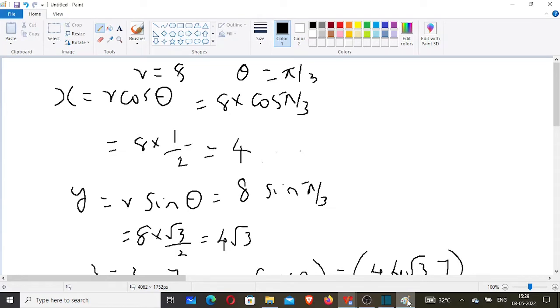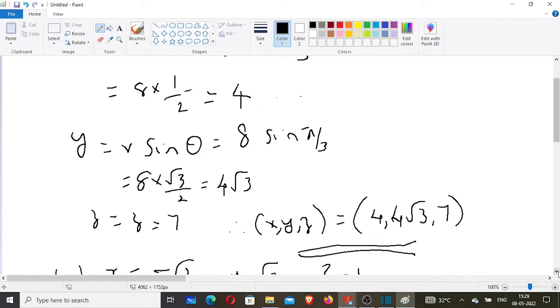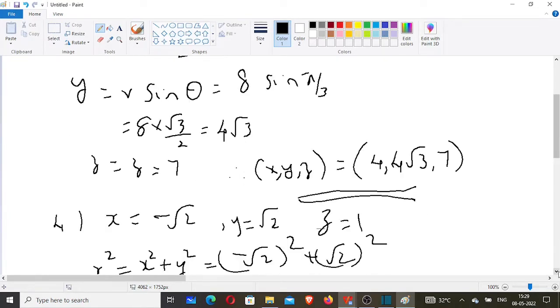In the first problem, r is equal to 8, theta equal to pi by 3. So x equal to r cos theta, which is equal to 8 into cos pi by 3, which is 8 into 1 by 2 equal to 4. y equal to r sin theta, which is 8 into sin pi by 3, which is 8 into root 3 by 2, equal to 4 root 3. And z equal to z itself, which is 7. Therefore the point in rectangular coordinates x, y, z is (4, 4 root 3, 7).